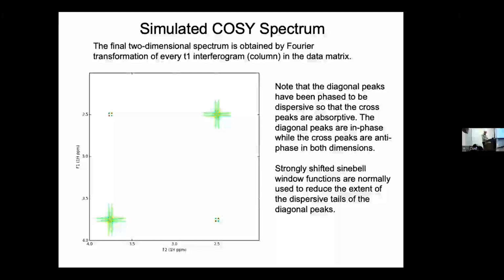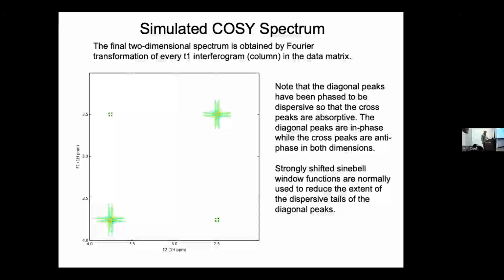You'll notice that the diagonal peaks and the cross peaks are out of phase. Right? We worked out that one was dispersive and the other was absorptive. And it's up to us which one to make absorptive and which to make dispersive. We care mostly about the cross peaks. So in this experiment, cross peaks are usually phased to be absorptive. So we have nice line shapes, and that makes the diagonals dispersive. And you have these dispersive tails coming off the diagonal.